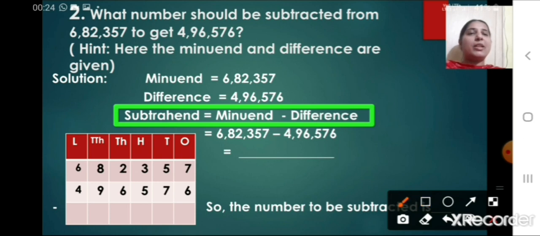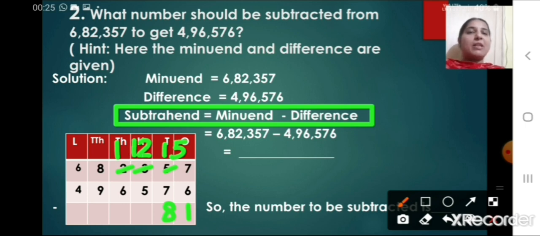So we'll start with the ones place here. So 7 minus 6, 1. Then move to the tens place here. So 5 minus 7 is not possible. It means we have to borrow. So this becomes 15 and here we have now 2. So 15 minus 7, what will we get, children? 8. Now look at the hundreds place. 2 minus 5 is not possible. It means we have to borrow from the thousands place. So what will be left here? 1 and this becomes 12.